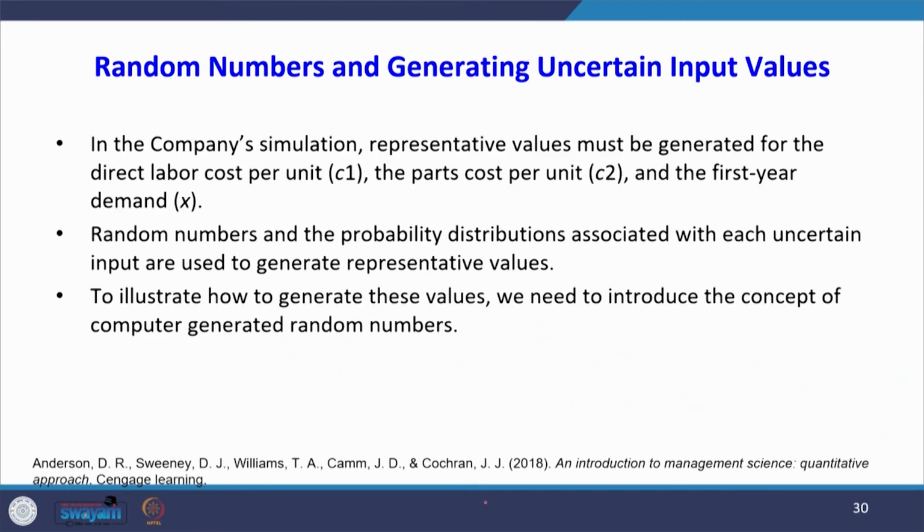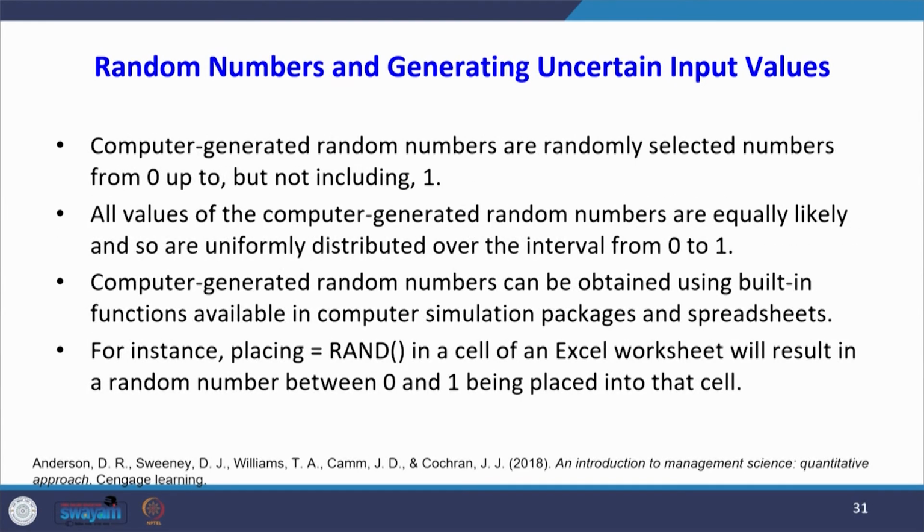So, random numbers and generating uncertain input values. In the company simulation problem, the representative values must be generated for direct labor cost C1, part cost C2 and the first year demand. Random numbers and the probability distribution associated with each uncertain input are used to generate the representative values. To illustrate how to generate these values, we need to introduce the concept of computer generated random numbers.